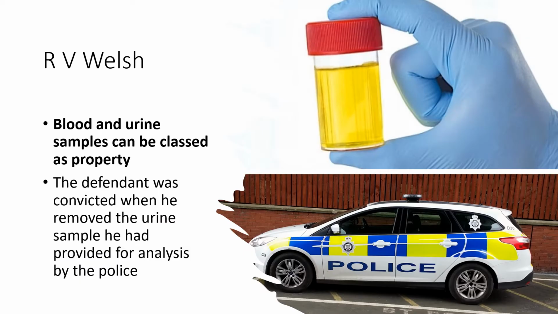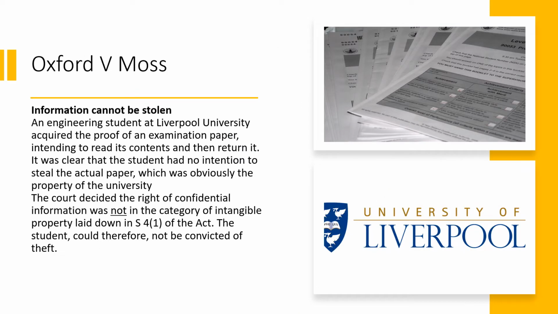Now some examples, then, some unusual case examples of things which can be considered property are in Welsh, blood and urine samples. So the defendant here was convicted when he removed the urine sample he had to give for analysis by the police. So he gave his urine sample and they took it back so it couldn't be analysed. That is theft.